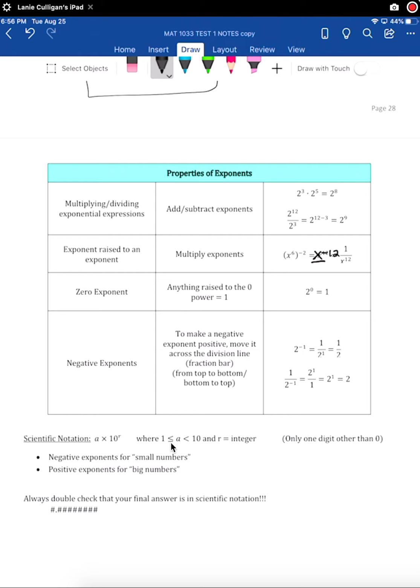Here's a little extra about scientific and standard notation. Make sure there's only 1 digit to the left of the decimal. Negative exponents are for really small numbers. Positive exponents are for really big numbers. And always make sure your final answer is a number, our decimal, and then whatever is left over in the back. So that is 2.5 notes.